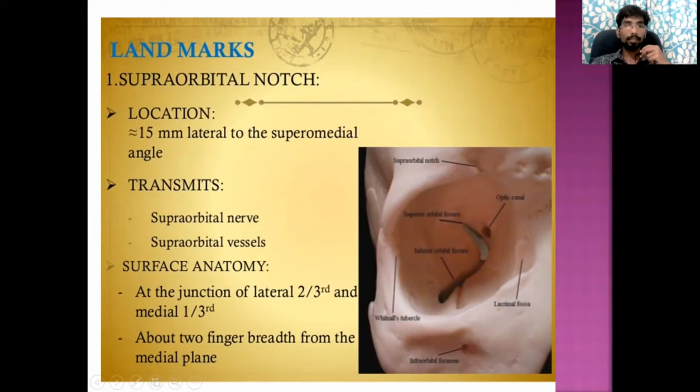Like the infraorbital groove transmits infraorbital nerves and vessels, similarly, the supraorbital notch will transmit supraorbital nerves and vessels. Surface anatomy: at the junction of lateral 2/3 and medial 1/3 lies the supraorbital notch.